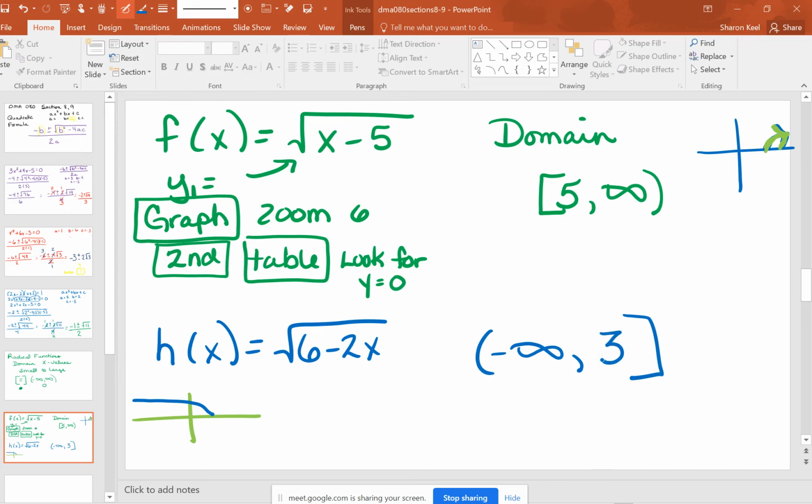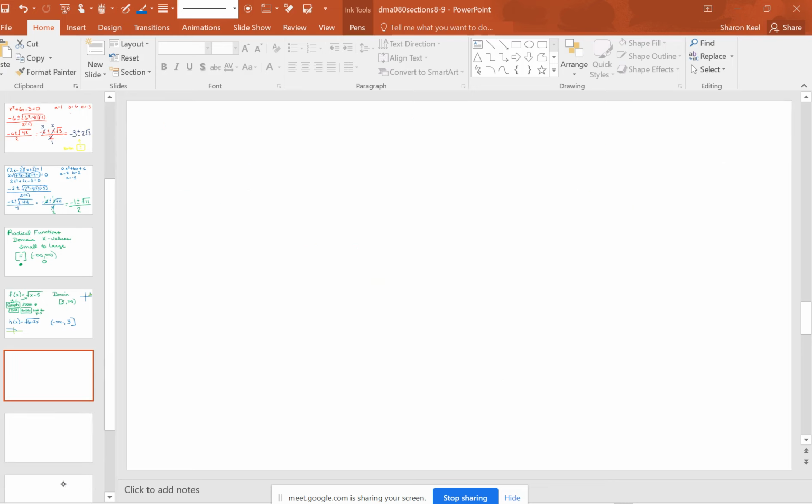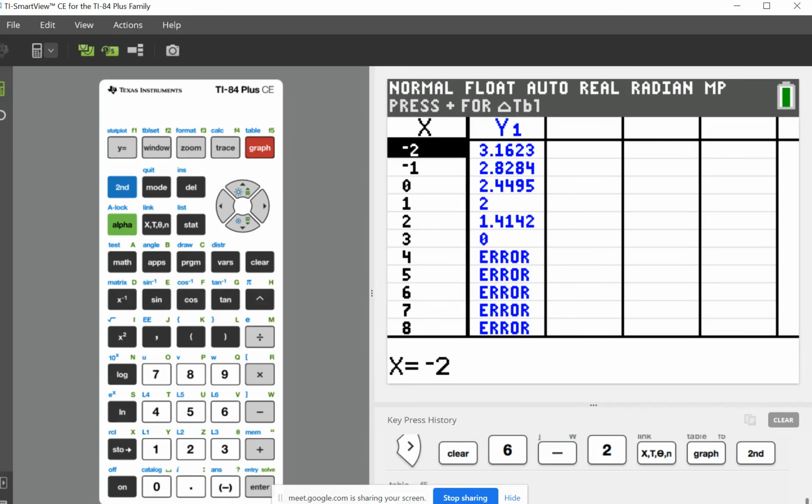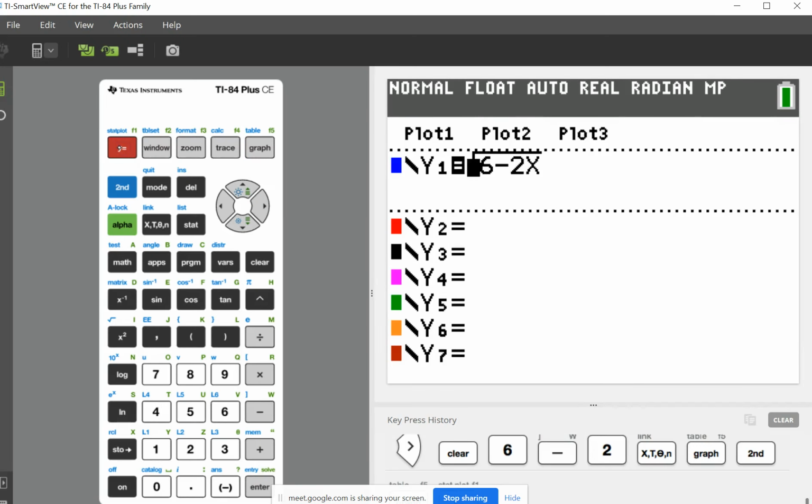And let me give you one last one. And this is one where you'll actually have to do a calculation on your own longhand. This one's g of x is the square root of 3x plus 2. And let me do a little graph here so we can see what this one looks like. Okay, so 3x plus 2. Here, underneath, we're going to do 3x plus 2.